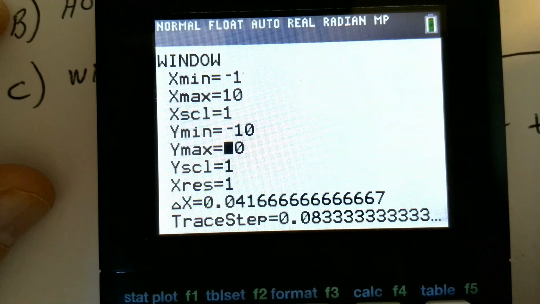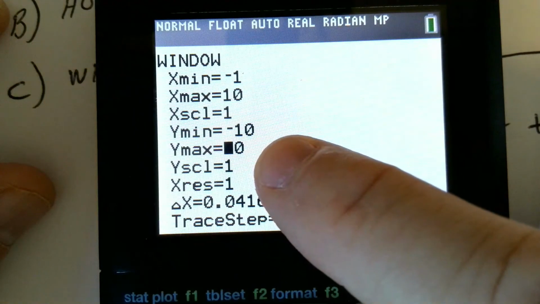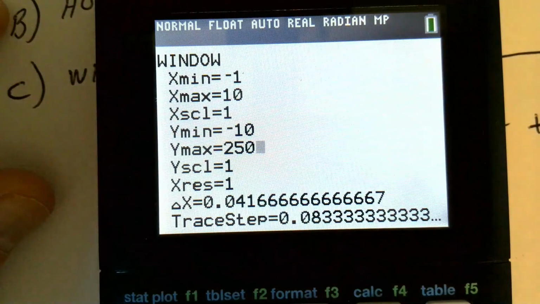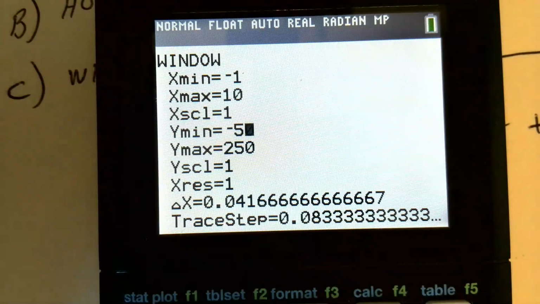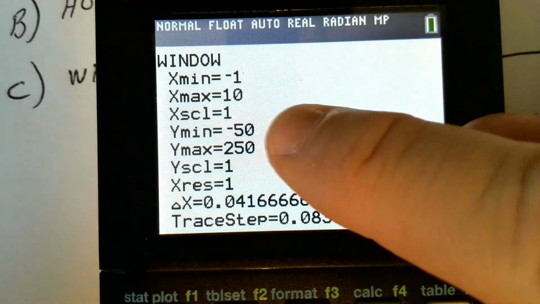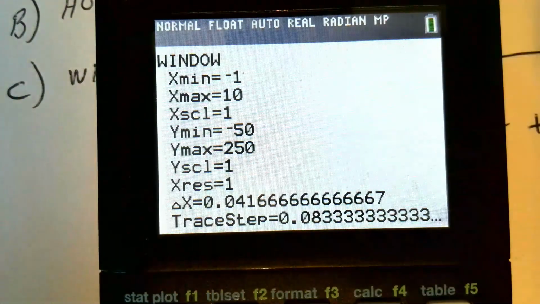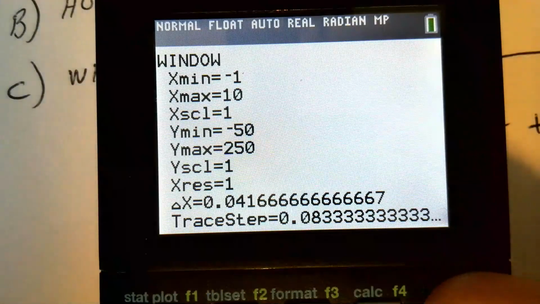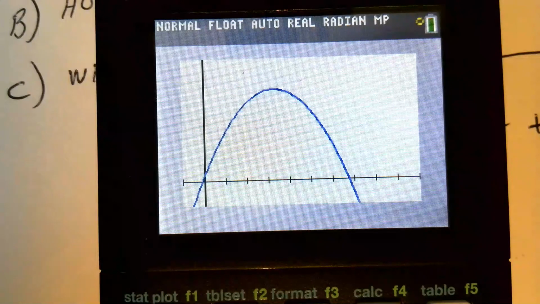Y min, Y max, it's 106 feet per second to start off with. So I'm going to put it at 250 feet, and then my Y min, I'm going to put it -50. I only do that so that I can see the bottom of my calculator screen show up pretty good. Now, I might be wrong on this. When I hit graph, I might have to alter it, but it might be okay. And I feel pretty good about that.